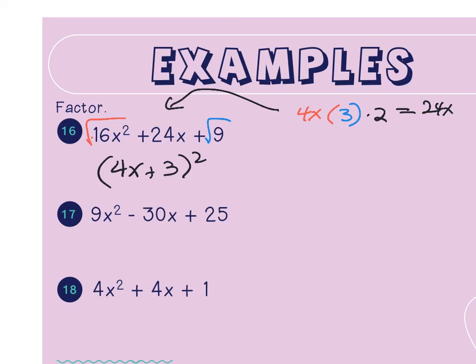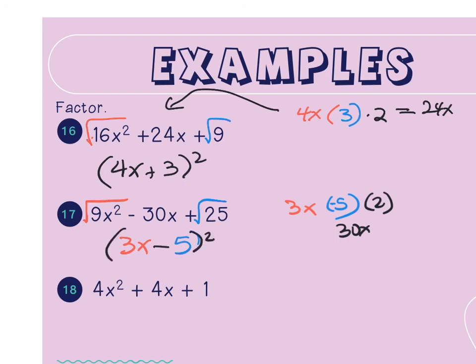Try the next one. Square root the 9x squared, I get 3x. Square root the 25, I get 5. Double it, I do get 30x. So what came out of here was a -5. I take the sign of the middle. So my final answer here is going to be 3x minus 5, and then the binomial is squared.